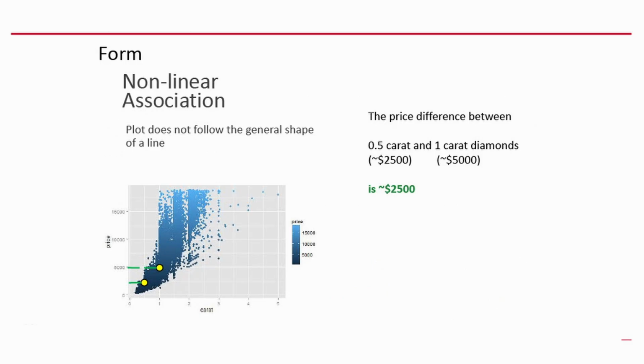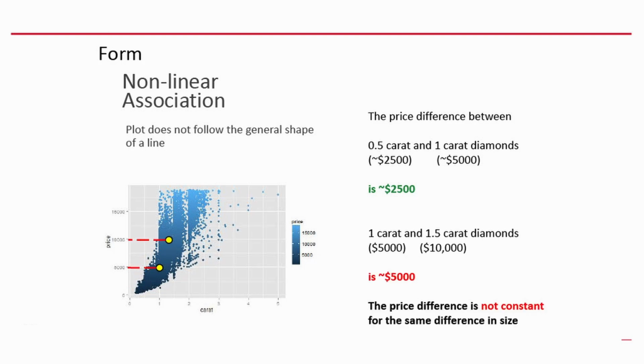When we call a scatter plot linear or non-linear, what we're describing is the rate of change between data points and whether that rate of change is consistent or not. So here's a set of data: the size of diamonds in carats as opposed to their price. If I take a diamond that is half a carat and another diamond that is 1 carat, the price difference is about $2,500. So $2,500 for the half carat and $5,000 for the 1 carat. That's where the $2,500 difference comes from.